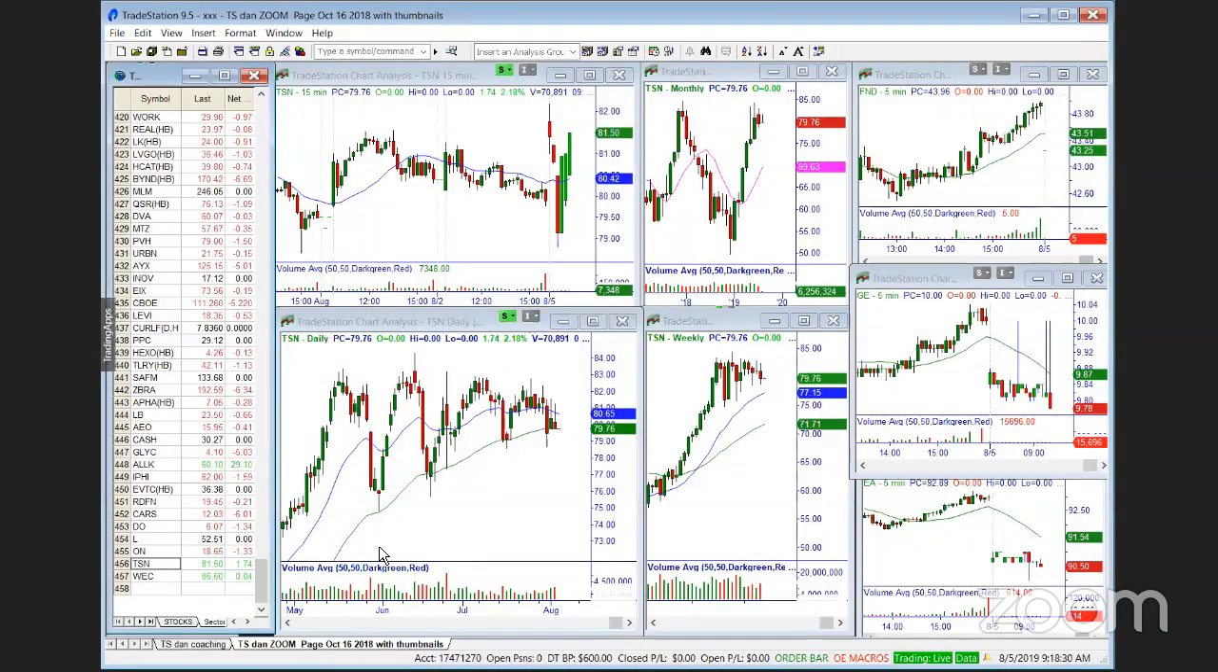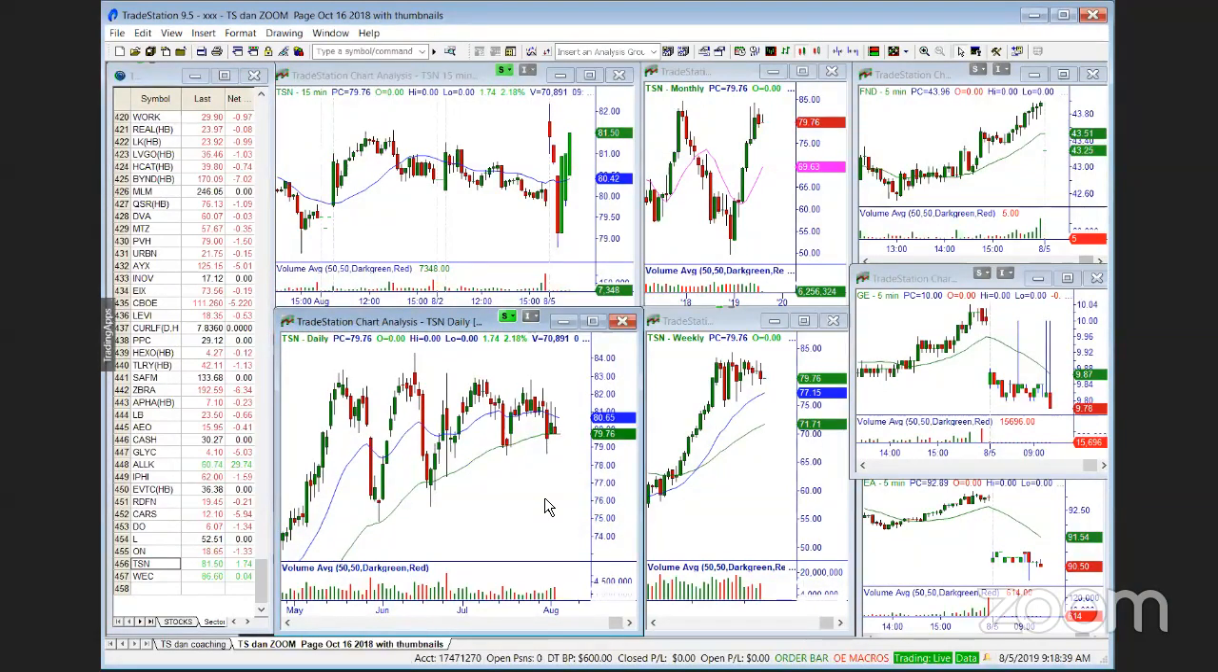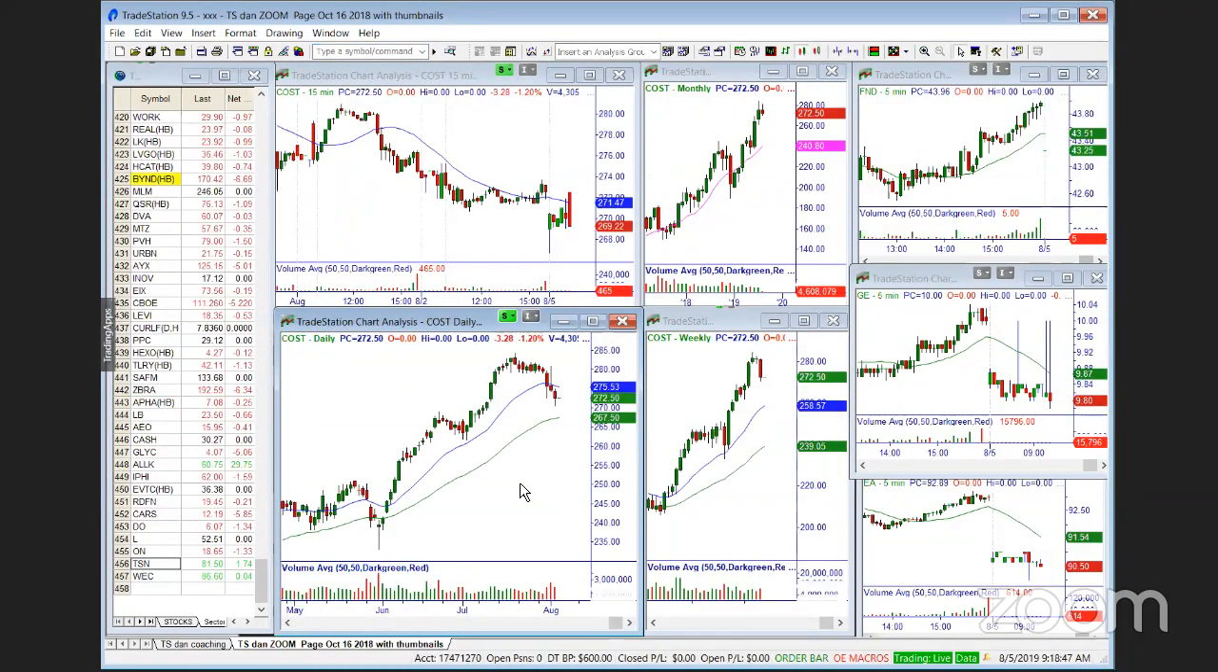Wow, this is a beautiful symmetrical triangle. Look, you have a horizontal resistance and higher lows. So let's see, that's gapping up to 81.50. Nah, it's just gapping into resistance. Let's look at this: we only have 2 opens in the weekly options trader. Let me pull these up.